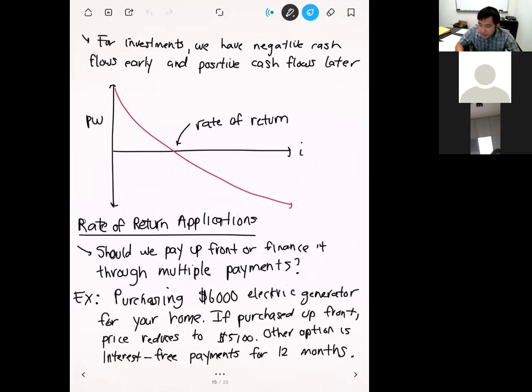Yeah, the x-axis here is not time, I think the x-axis here is interest rate, right? Right. And so for investments, you're right. For investments, we have negative cash flows early and positive later. But then when you compute the net present worth from all that, the present worth will depend on what interest rate you have. Yeah. All right. Thank you. Yep.